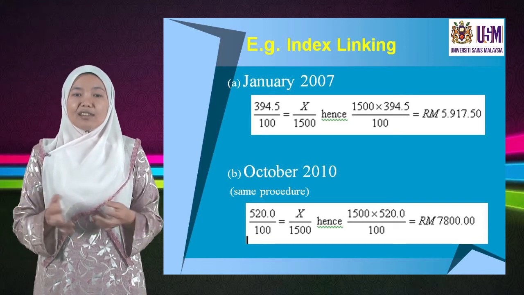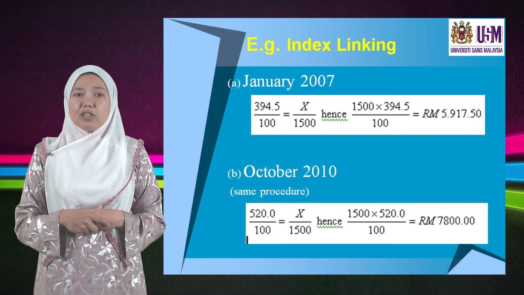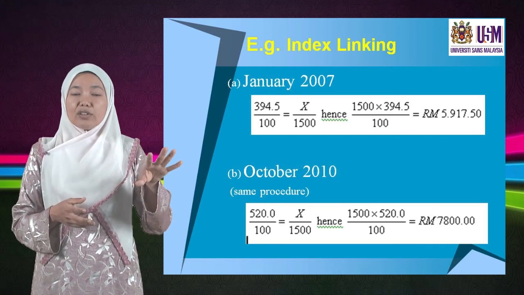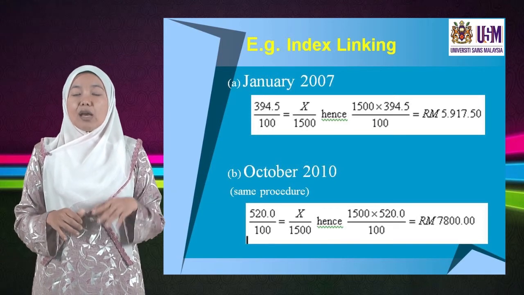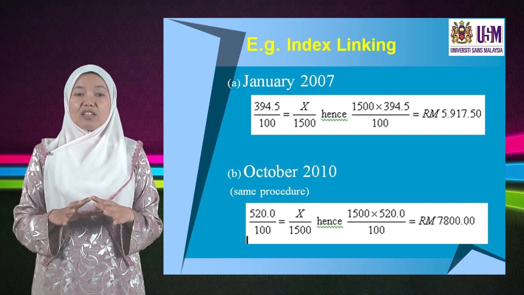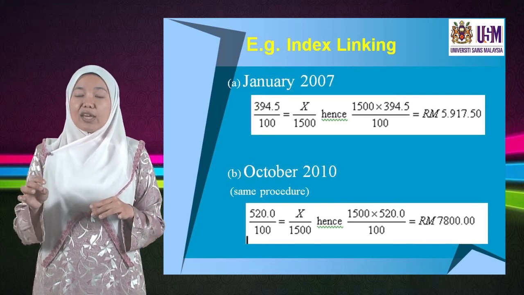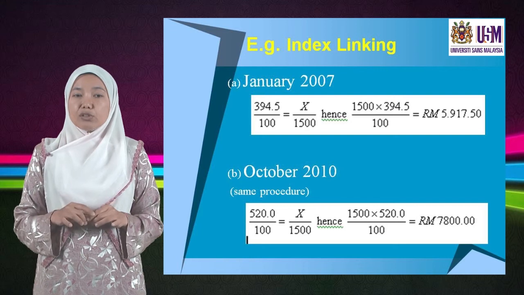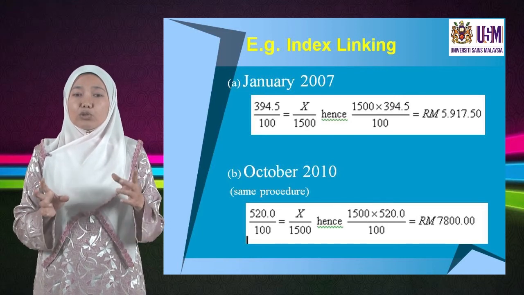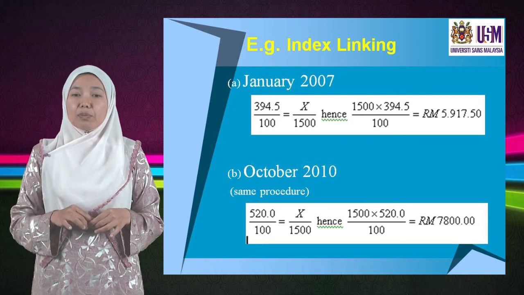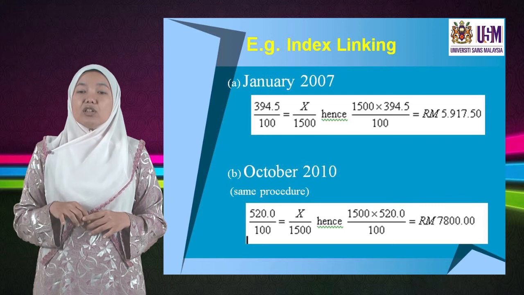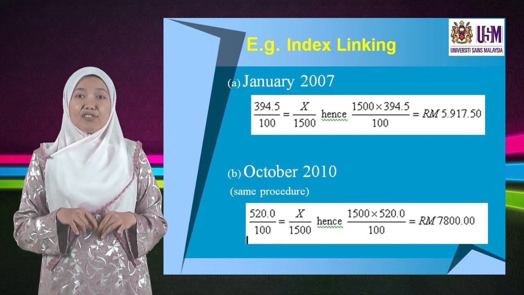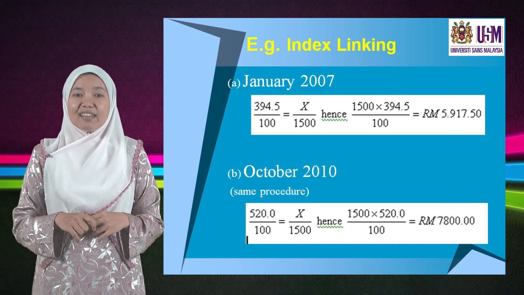As for October 2010, we follow the same procedure. Remember, the same procedure. Now if you look at the left hand side of the equation, you have a price increase from 100 to 520, so that is the index of price increase, but your wage was initially 1500. You want to know what your wage is now if the price has increased to 520. In that case, rearrange for you to solve the unknown x. So 1500 multiplied by 520 divided by 100. By the same ratio of price increase, your wage should also increase now. Your wage should be 7,800. So that is basically what we call index linking.